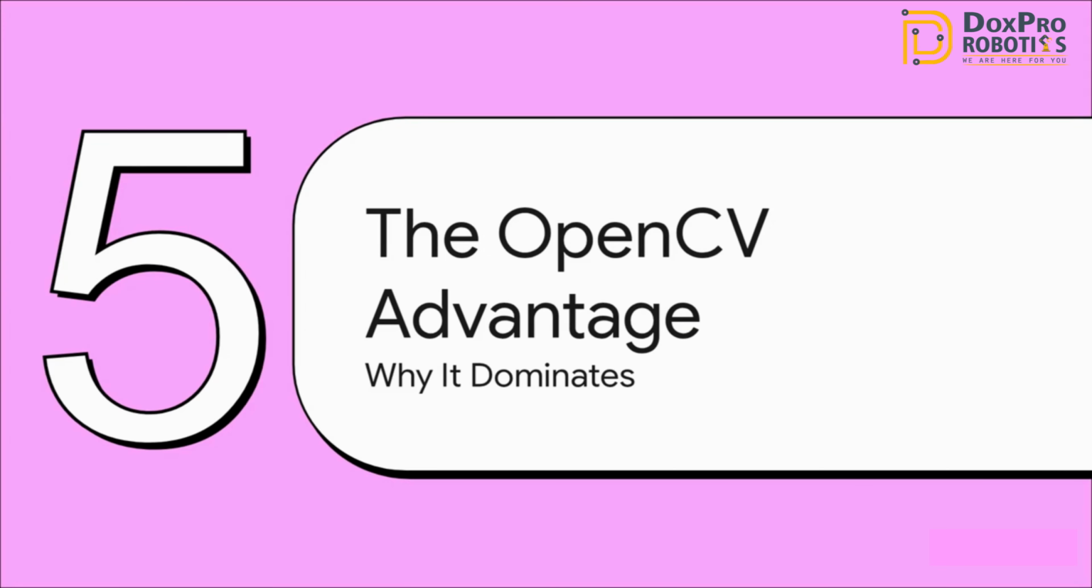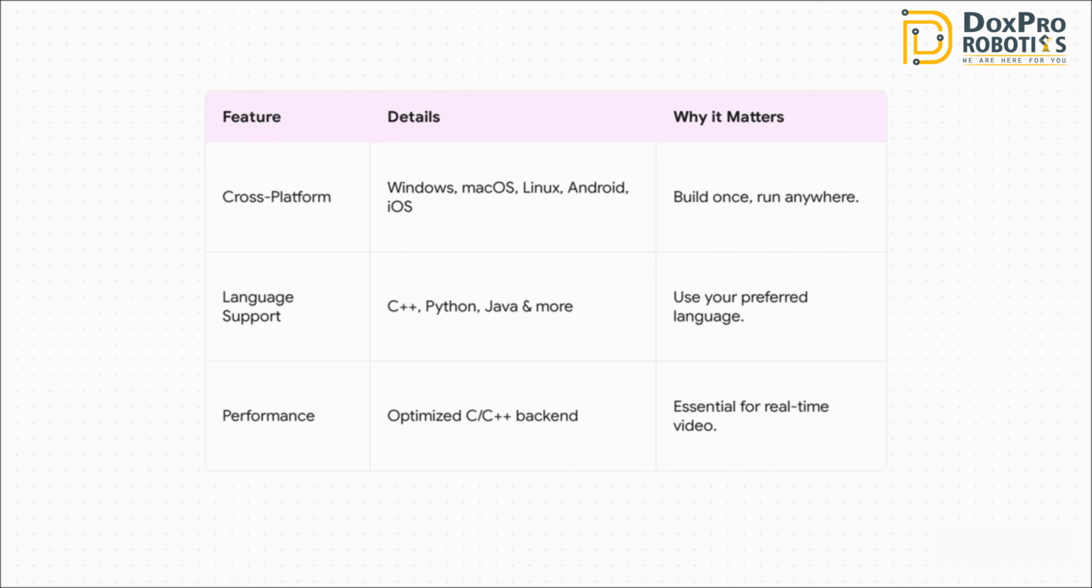So, with all the tech out there today, why? Why has OpenCV become such a powerhouse in the world of computer vision? Well, it really boils down to three main things. First, it's cross-platform. You can write your code once, and it'll run pretty much anywhere, from a huge server to your little smartphone. Second, it supports languages like Python and C++, so developers can just use the tools they already love. And finally, performance. It is blazingly fast.